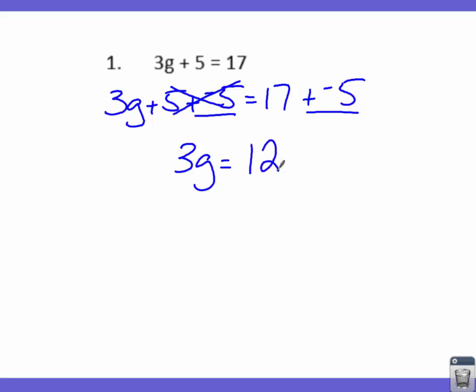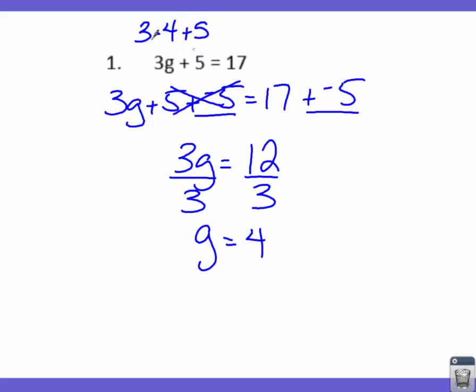Now, to get rid of a multiply by 3, I don't really want to know how much 3g's are worth. I only want to know about 1g. So to turn 3g into 1g, you just divide by 3. Whatever this number is, that's the number that you divide by. And if you do that on one side, you have to do it to the other as well. And you end up with g is equal to 4. If you plug this 4 back into the original equation, you could check to see if this is correct. So you do 3 times 4, plug the 4 in for where the g is, and add 5. 3 times 4 is 12, plus 5 does give me 17. So it does check off.